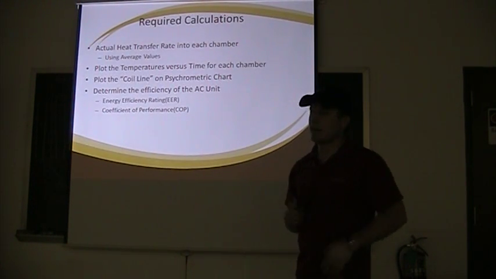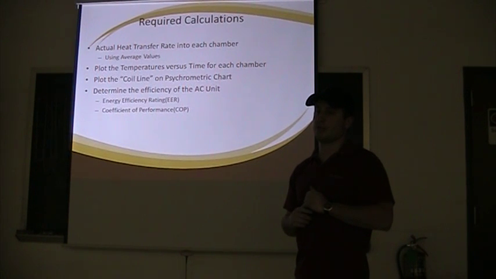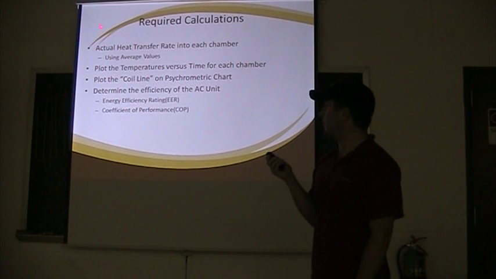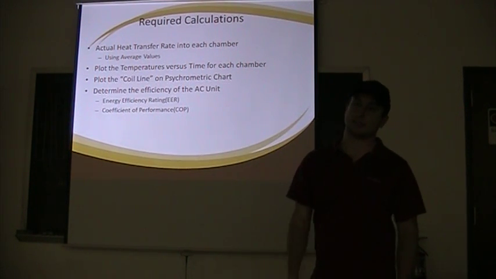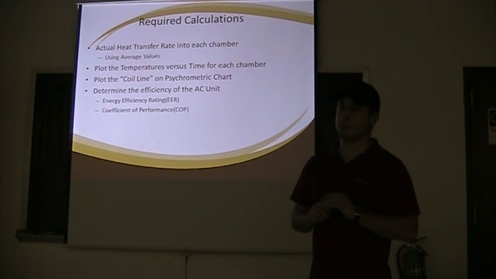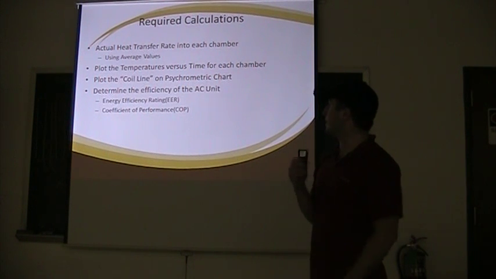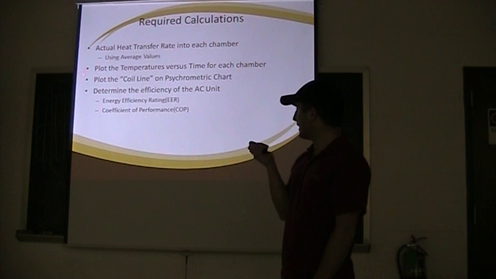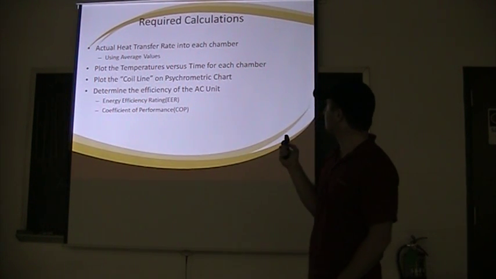Okay. And the required calculations for this lab are the actual heat transfer rate into each chamber, using the average values that we obtained when doing the experiment. Also, a plot of the temperatures versus the time for each chamber, and to also plot the coil line on the psychrometric chart, and then to determine the efficiency of the AC unit. And those two would be the energy efficiency rating and the coefficient of performance.